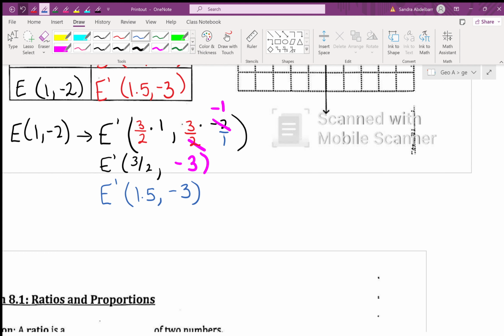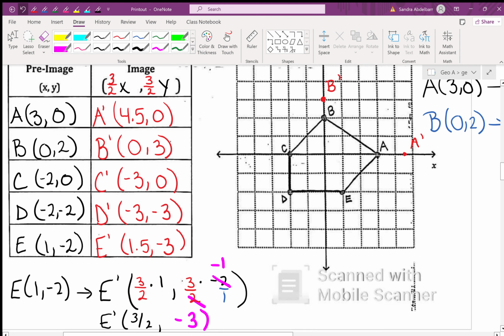Hannah, are we good? Okay, so now let's plot these points. So C prime is -3, 0. So there's my C prime. D prime is -3, -3. There's my D prime. And E prime is 1.5. So you go over 1, and then half 1 over, and then down 3. 1, 2, 3. All right, so now once you've gotten all your new coordinates, don't forget to connect them to make your new image.